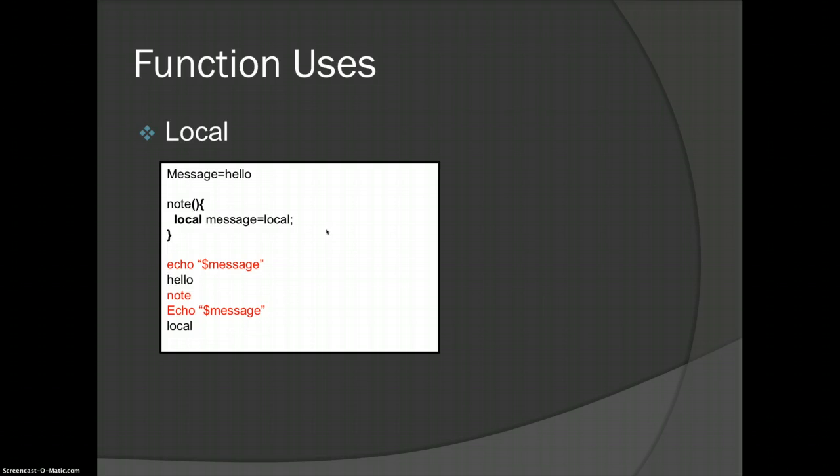Next, you can declare local variables, okay, and that will be done within a function. You can see here that when using echo with the variable message, you would get hello. Then when we call our function to use, and then we do the echo, you would get that local variable local.